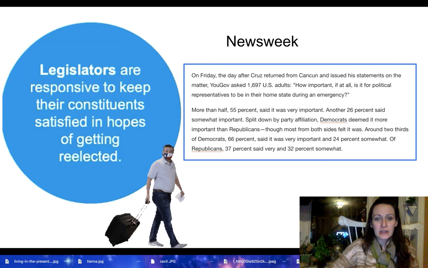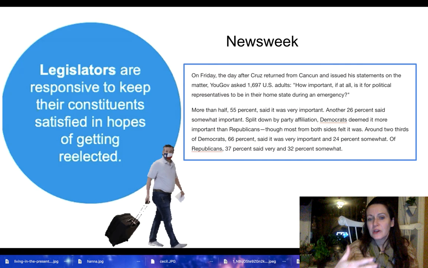Okay, now the next part said how all three branches are affected by this, right? Why are these polls, why is this data important to legislators, right? Legislators are responsive to polls. They want to keep their constituents satisfied in hopes of getting reelected.